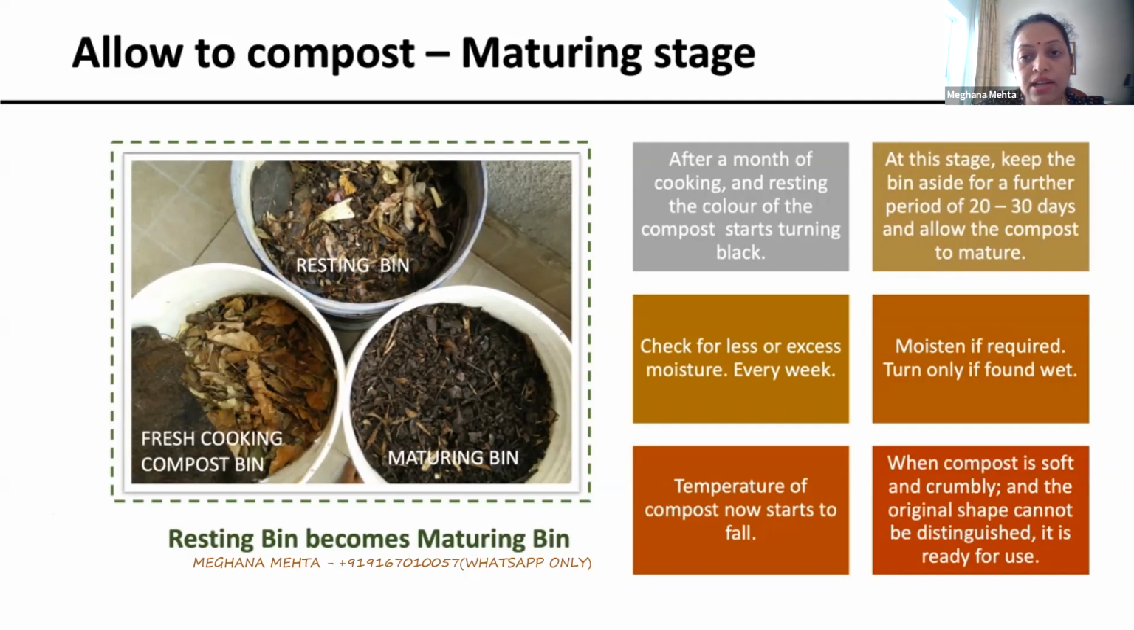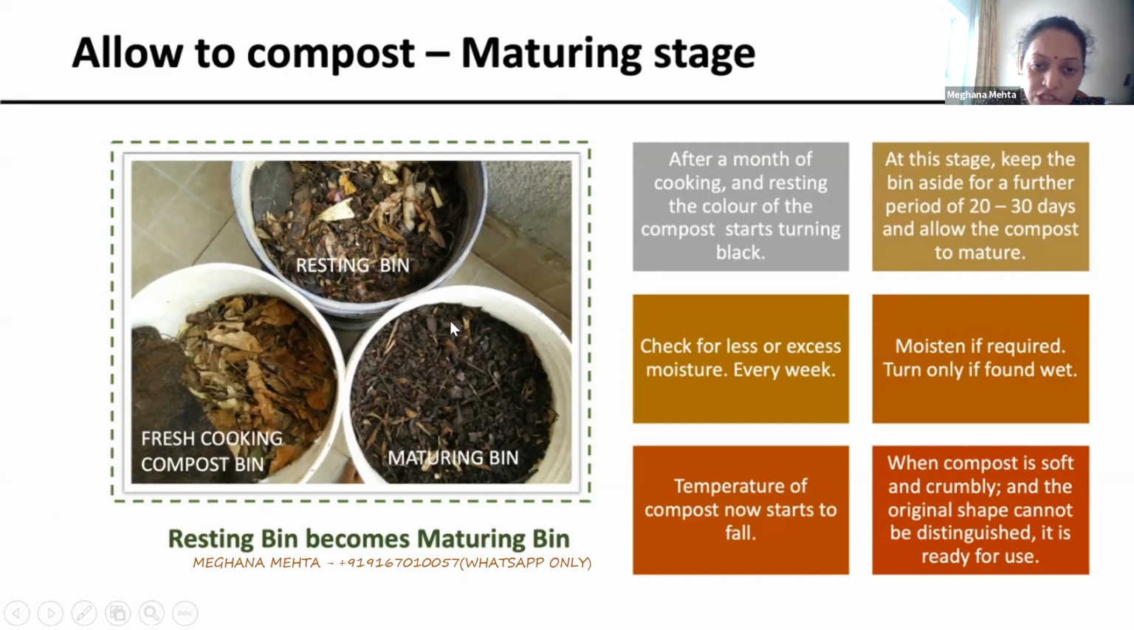Now, after a month of cooking and resting, the color of the compost starts turning black. At this stage, we have to check for moisture every week. From the resting bin to the maturing bin, the temperature of the compost will start to fall. At this stage, keep the bin aside for a further period of 20 to 30 days and allow the compost to mature. That is the maturing stage. So the third bin that you see on your slide on the screen is the maturing bin. This is the time when we will not disturb it.